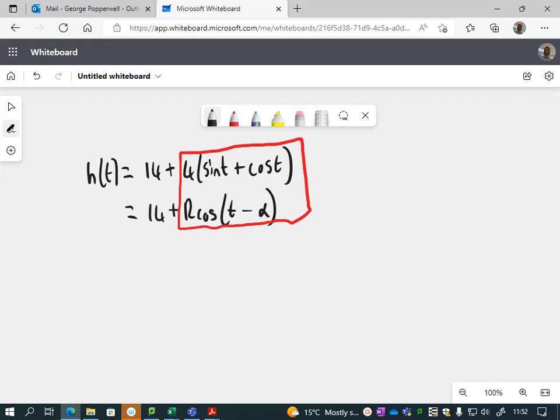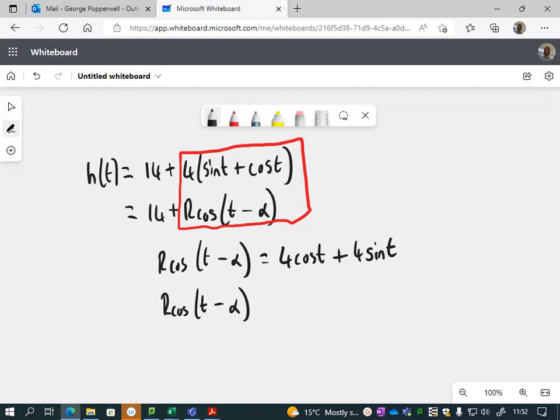So I'm going to write r cos(t minus alpha) is equal to 4 cos t plus 4 sine t. You might have noticed that I've multiplied it out, but I've also written the cos t first. The reason is that when I use the compound angle formulae to rewrite cos(t minus alpha), the cos parts appear first, so it's easy to compare these things. I explain this a bit more in the video solutions for N7.